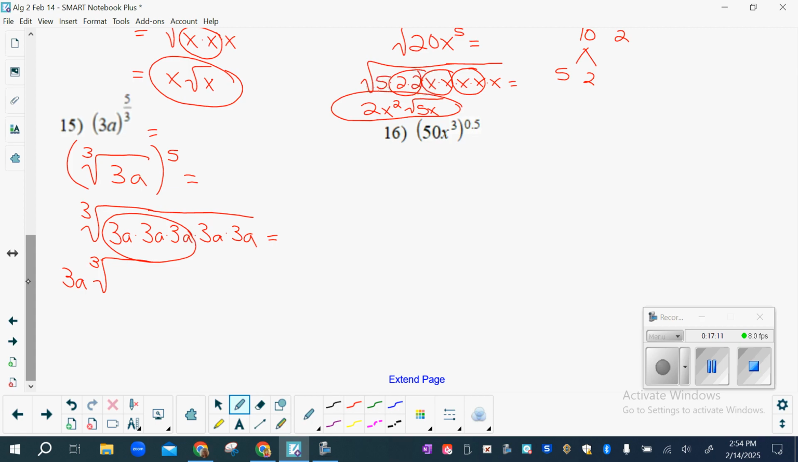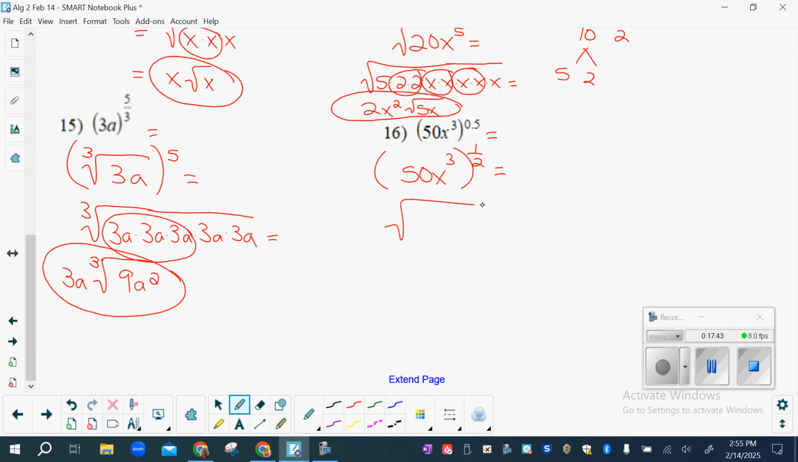So what's on the inside now? What's 3a times 3a? 9a squared. And then be careful, we're not used to putting a number there, so make sure you put that 3 there. Easy to forget, because you've just been used to doing square roots. Okay, last one. What is 0.5 the same as? What fraction? 1/2.